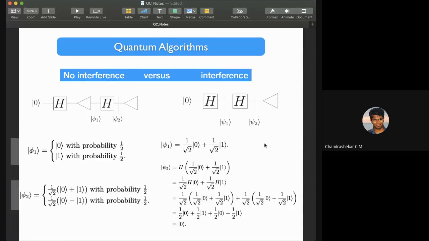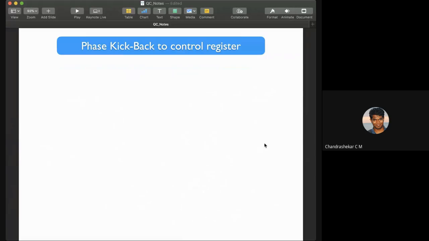Okay. So with this, we'll try to take one simple algorithm. In this slide, every step is explicitly introduced, since the boards may not be very clear to everybody, and writing it also becomes cumbersome. So this is a phase kickback to a control register. This is not a complete algorithm, but it is one of the simple steps of an algorithm. I'm going to say what you mean by control register.